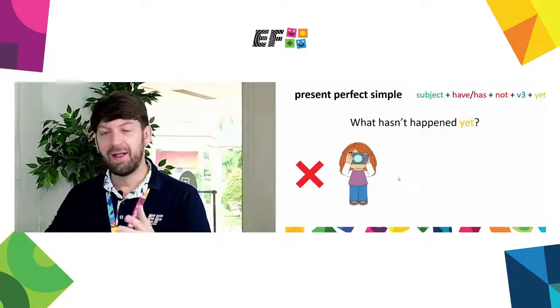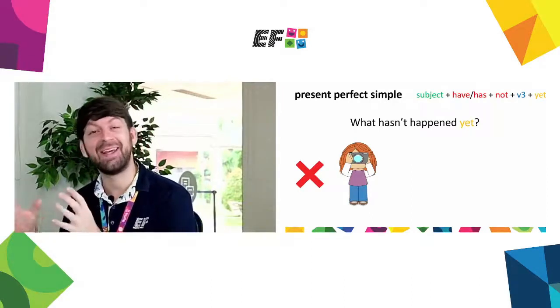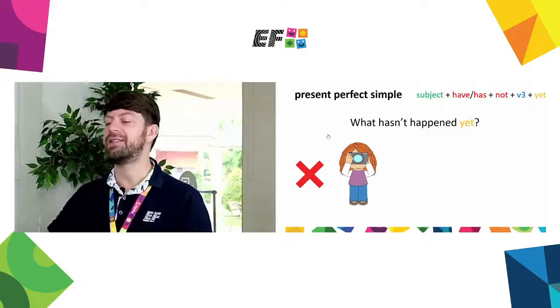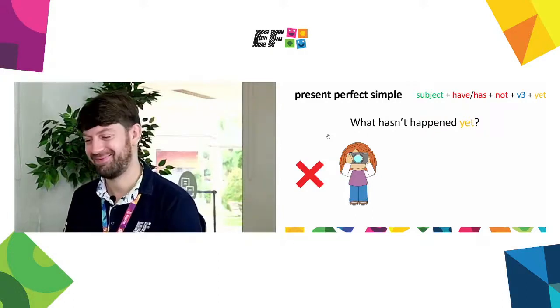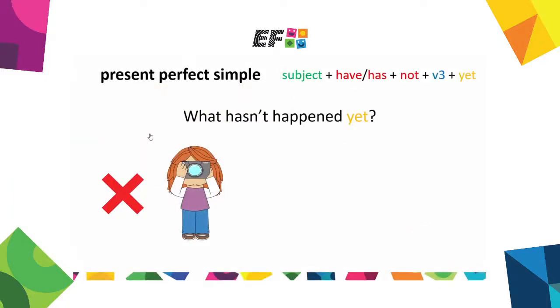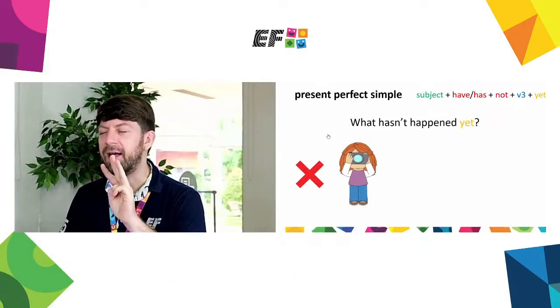Okay, let's try one more. This time, we're trying a negative with yet. So what hasn't happened yet? So we're going to use negative and yet. Okay, everyone. So try making your sentence in the chat box. What do you think? Remember to use your verb 3, yeah? Okay, getting some sentences through now. Oh, nice. So, she hasn't taken any pictures. She haven't took a photo. She hasn't took... Okay. Lots of good sentences here. Now, remember, we need to use our verb 3. And I think we looked at... Did we do take earlier?